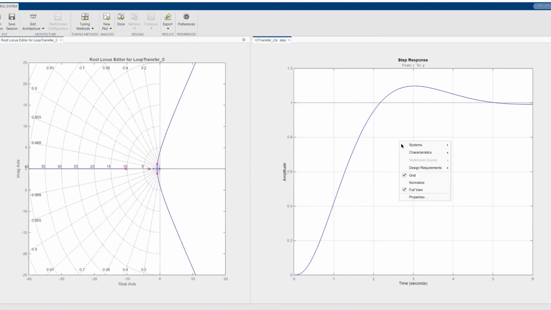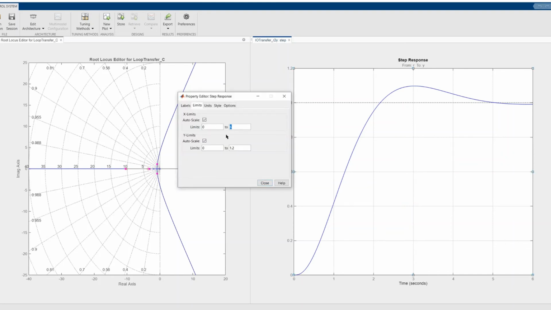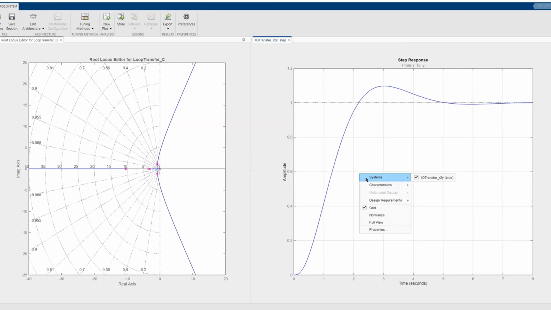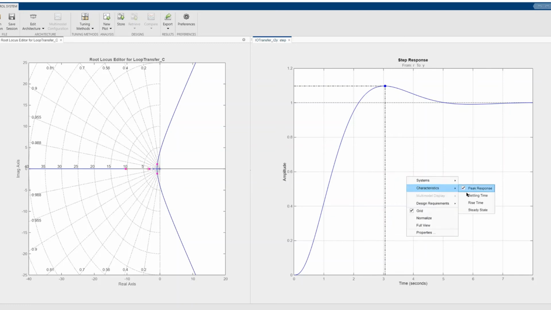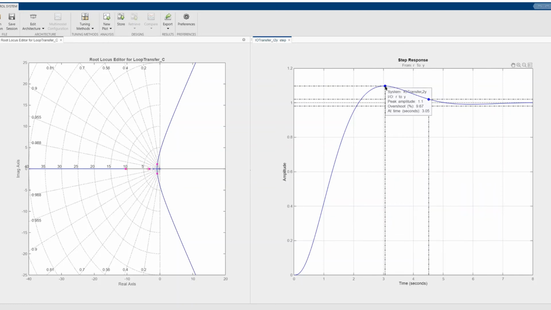We can see that will result in this one. I will make the properties and I will just place this at 8 seconds. So you can see if I have the peak and also the settling time, it is exactly the same as before. Okay, what can you do more in this one? You can just see here the following.